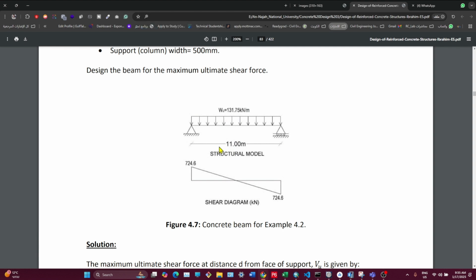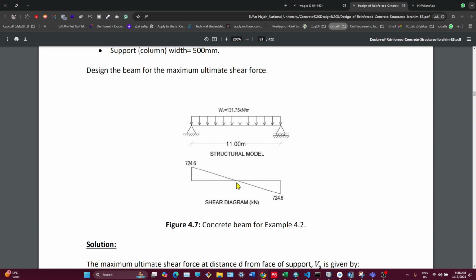131.7. Okay, 11 span structural model for the beam, and this is the interaction. Sorry, this is the shear diagram. It would be 131.7 by 11 over 2. We have a reaction upward. We have a reaction also upward here. So we draw the shear diagram like this. We start from here, and since the reaction would be upward for both, because the load is downward, we start from here, W ultimate L, which is 11 over 2. Then we go downward linearly because we have a uniform load, so it will be linearly diagrammed like this.